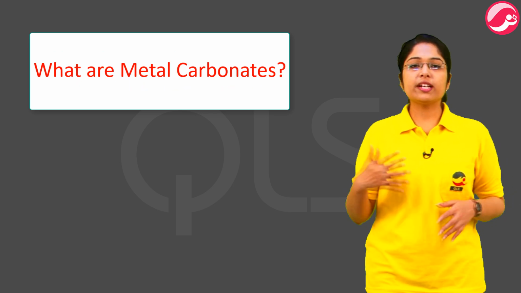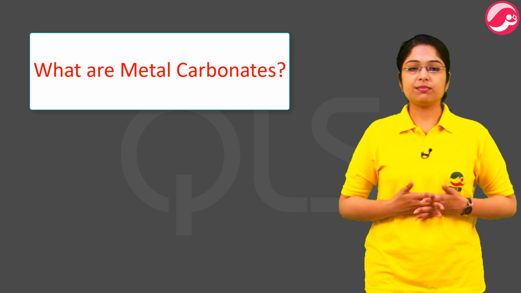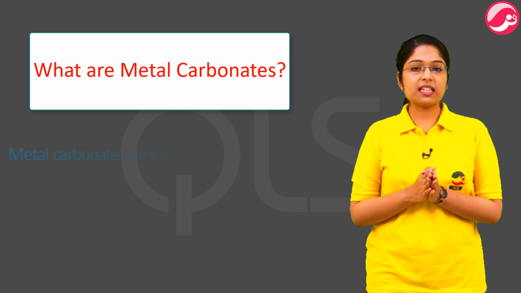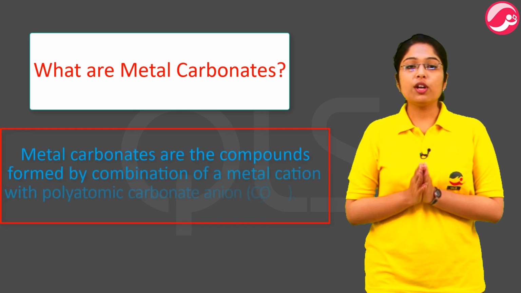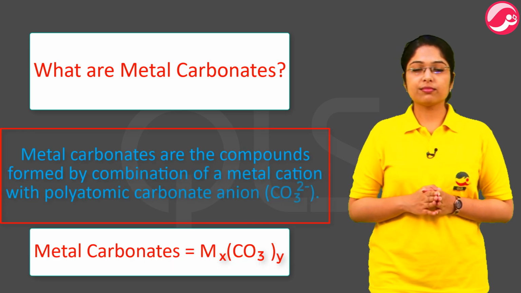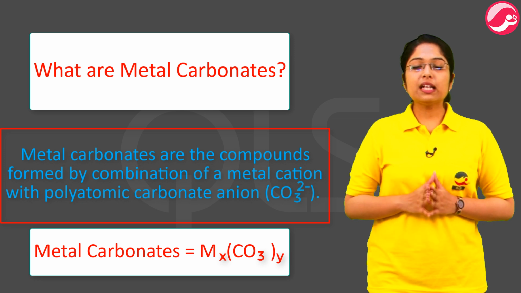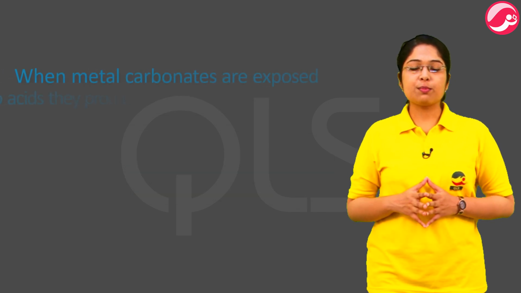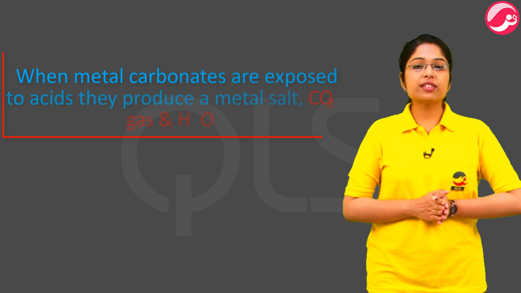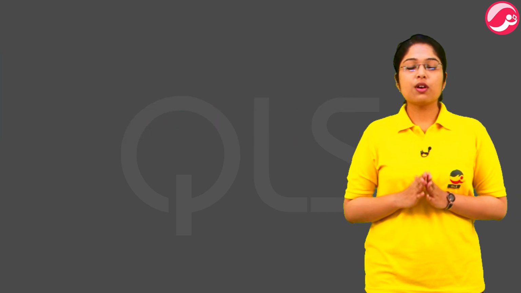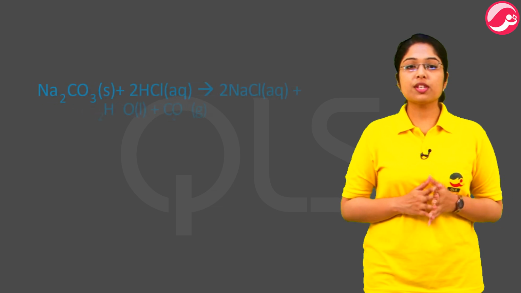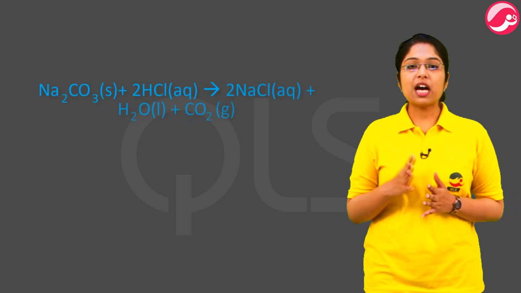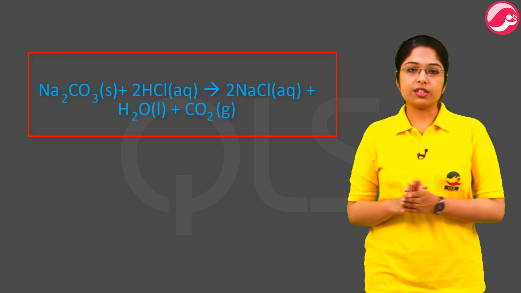Firstly, what is metal carbonate? Metal carbonates क्या होते हैं? Metal carbonates are the compounds formed by combination of a metal cation with a polyatomic carbonate anion. When metal carbonates are exposed to acids, they produce a metal salt, carbon dioxide gas and water. For example, when sodium carbonate reacts with hydrochloric acid, it produces salt, sodium chloride, carbon dioxide gas and water.